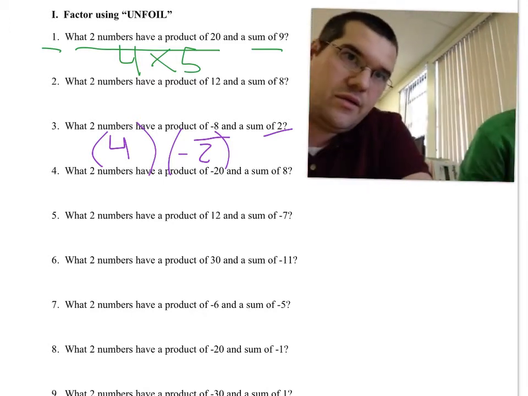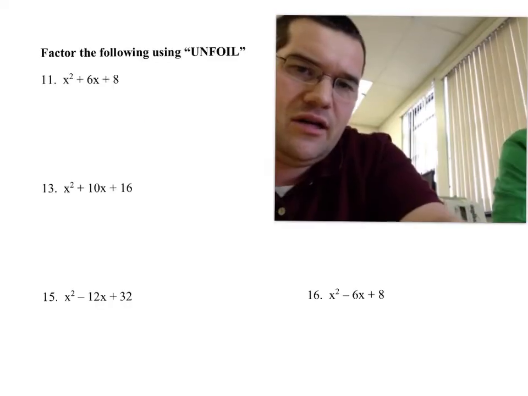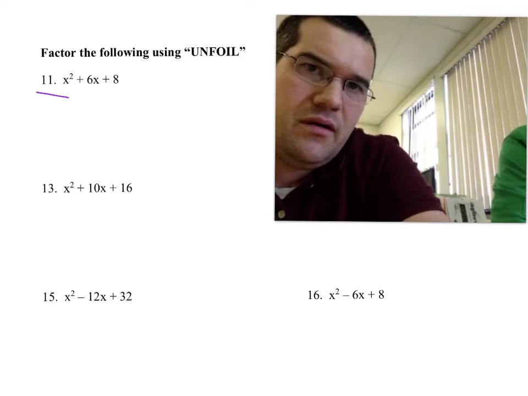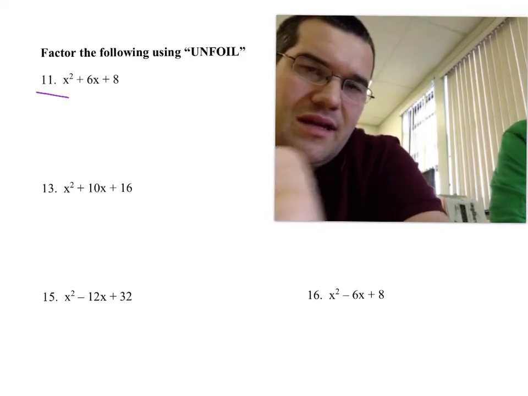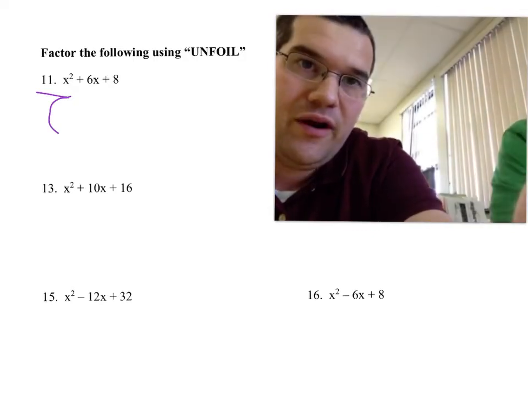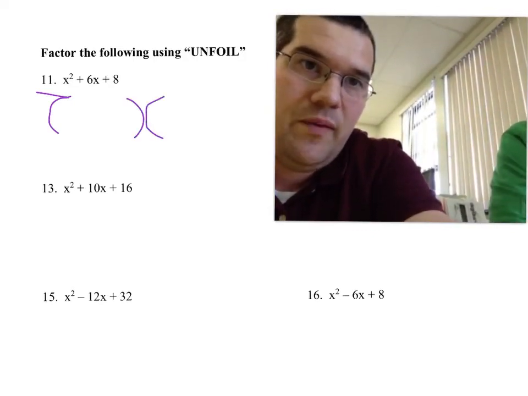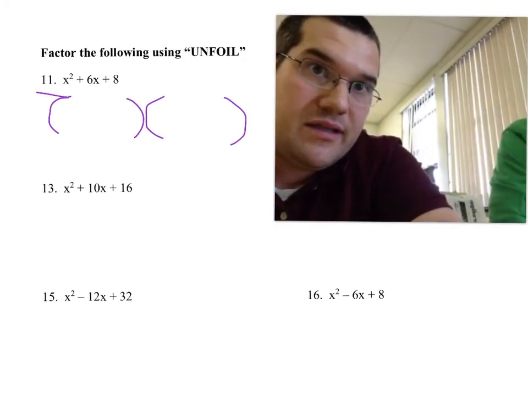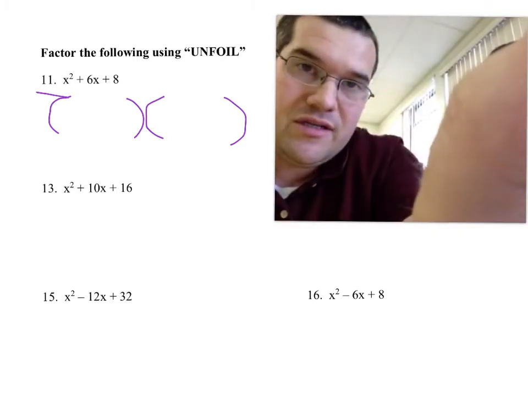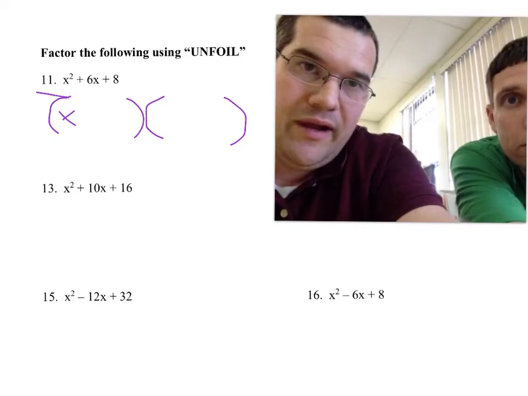So where is this all leading you? Look at practice problem number 11: x squared plus 6x plus 8. I always start by automatically putting my two parentheses, because I know I need to multiply two binomials together in order to get my trinomial. For the most part, in 8th grade, they're always going to start with x, so I put an x in each set of parentheses.